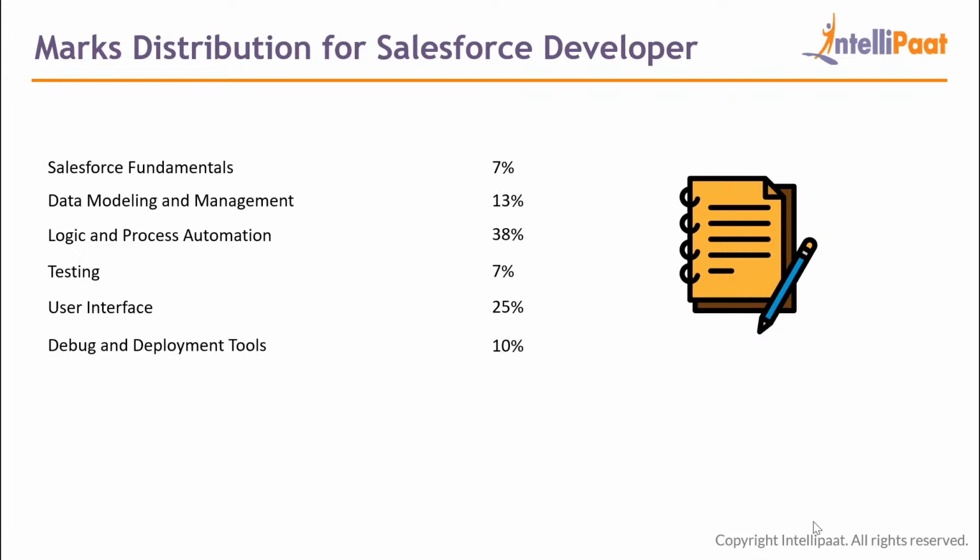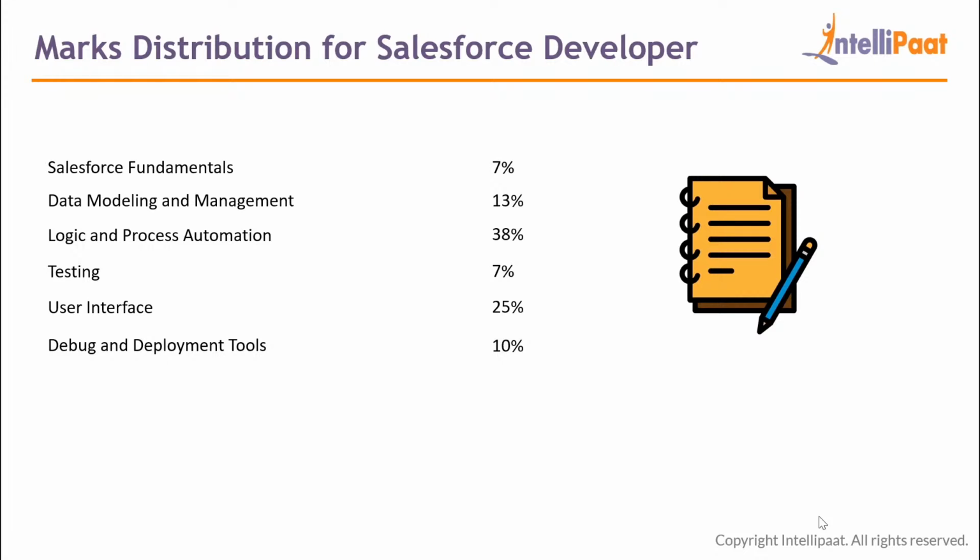So this is one of the most important areas to cover, and you have to thoroughly understand and master this area of study, which includes various types of process automation, workflow, process builder and various logic that you need to implement for fulfilling the requirements of the client in the application. So this you need to master. And then comes the testing part, which again consists of 7%, the least weightage in the developer certification exam.